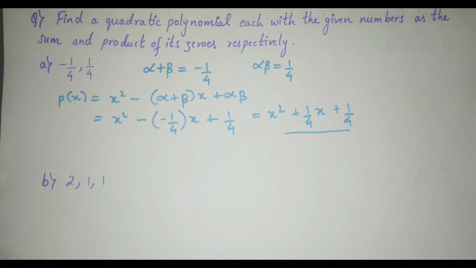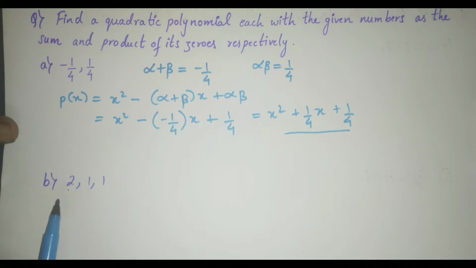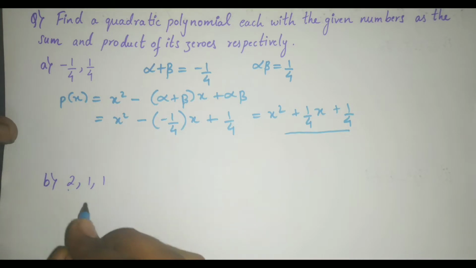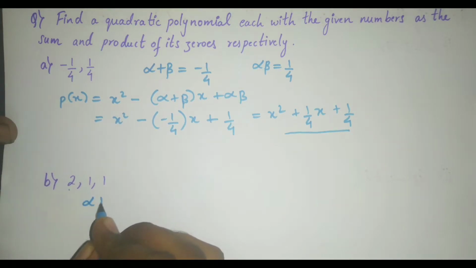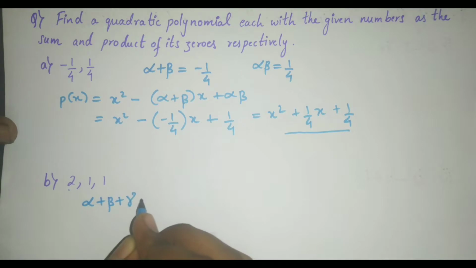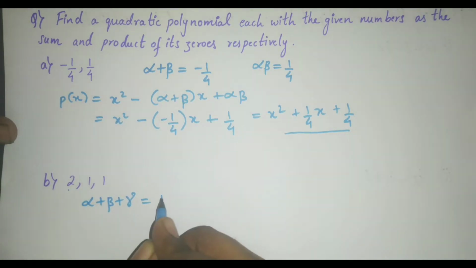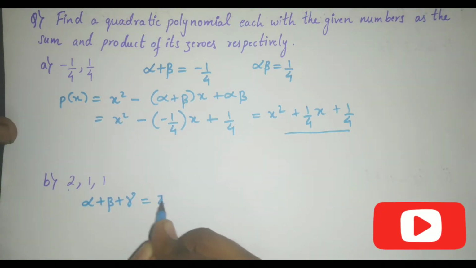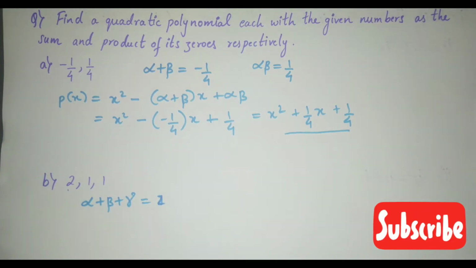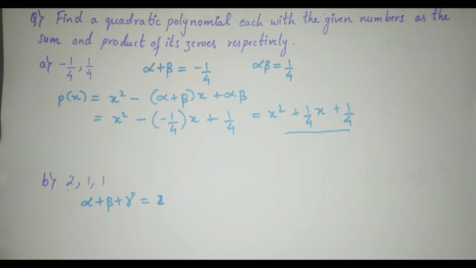Now going to the second question. Here you can see there are 3 numbers, so this is basically for the cubic polynomial. First you have to identify what the 2 is here. The 2 is nothing but the sum of the zeros, so alpha plus beta plus gamma is equal to 2.